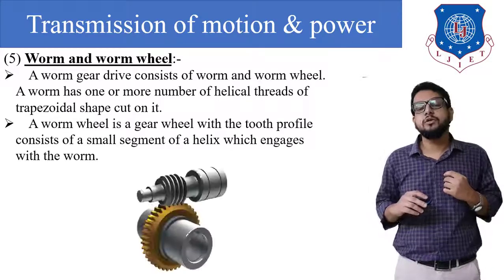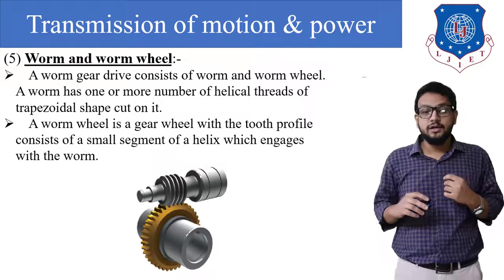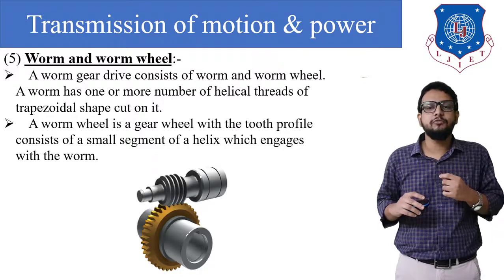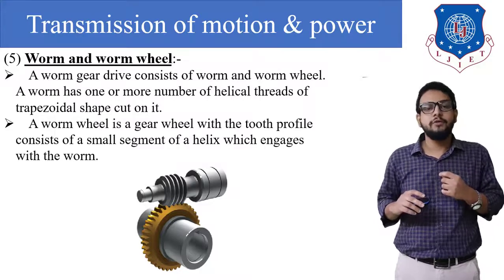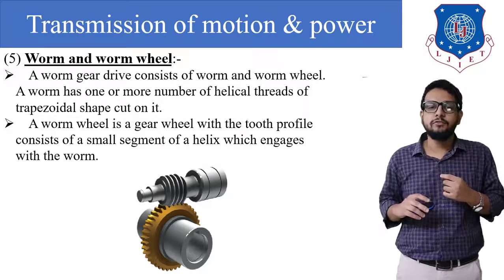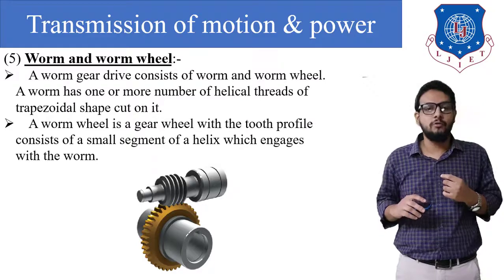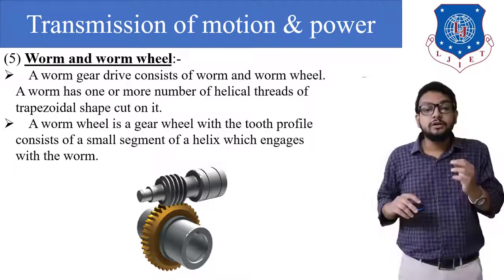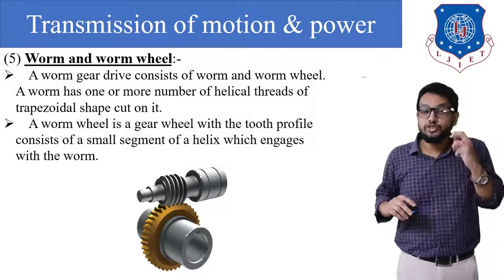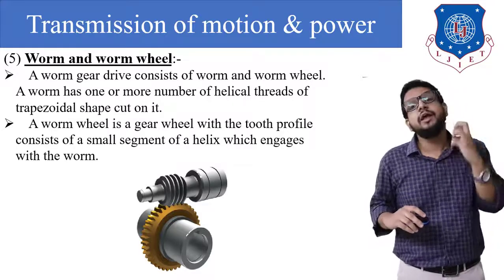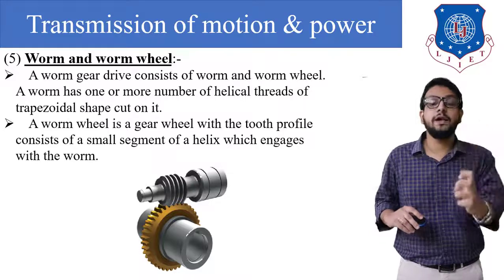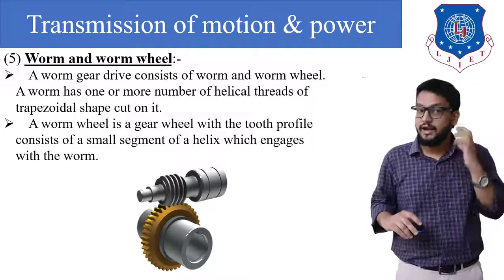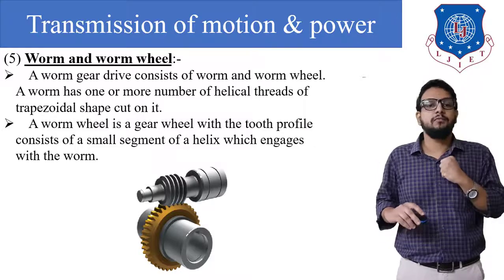As you can see on your screen, a diagram is displayed. The worm is basically a screw type, where a trapezoidal thread is formed, whereas a worm wheel is a gear. A spur gear is called a worm wheel in this case. This gear can be used when two shafts, the driving shaft and the driven shaft, are perpendicular and non-intersecting. In that case, we use a worm and worm wheel.